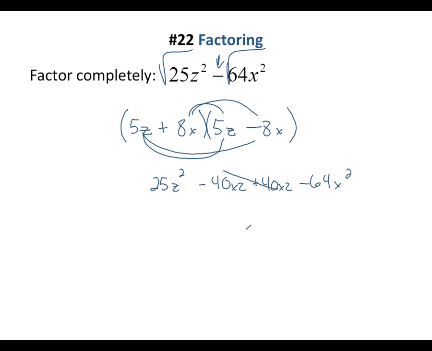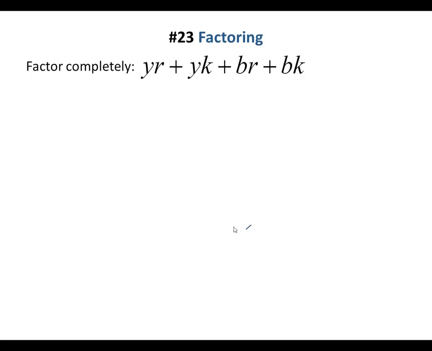There's going to be a plus and a minus. There's going to be one plus and one minus. And what else? What's the square root of the first term? 5z. And what's the square root of the second one? 8x. Okay. What's the significance of having one plus and one minus? Why is that so important? They cancel each other out.